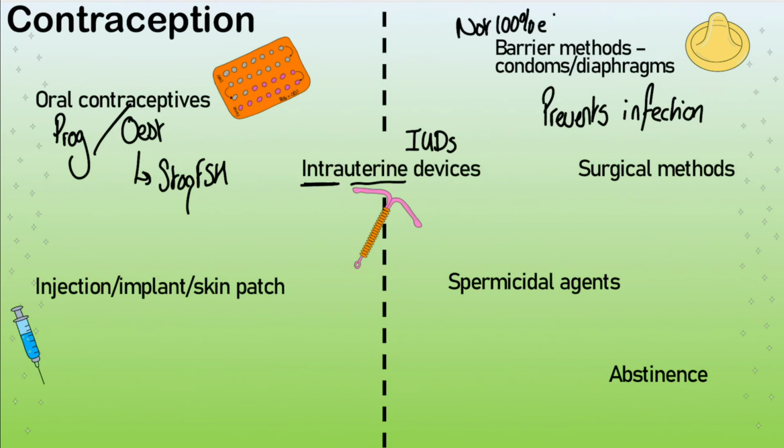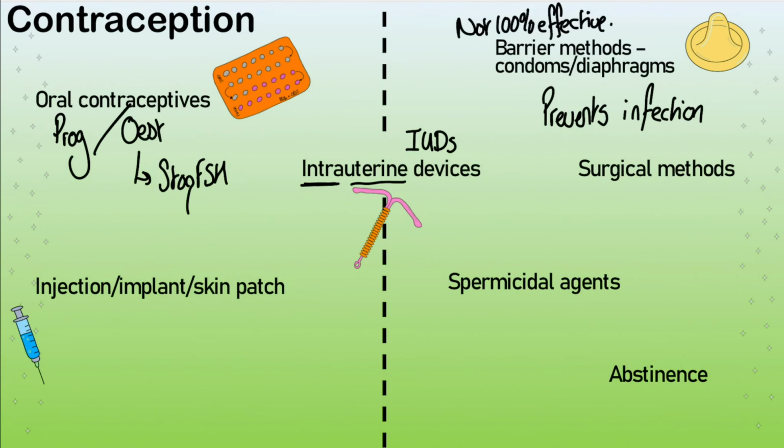There is a chance that they won't work. There's a chance that they break. There's a chance that they won't fit properly or are not being put on properly, or that they come off. And so there is a chance still of infection and a chance of conception. We also have surgical methods, which would mean basically sterilization of male or female.